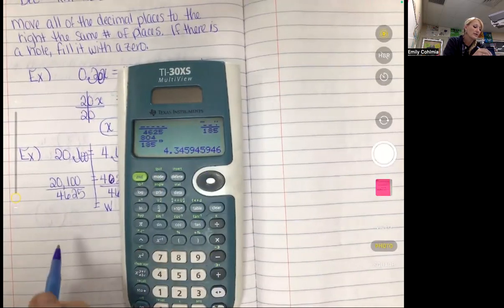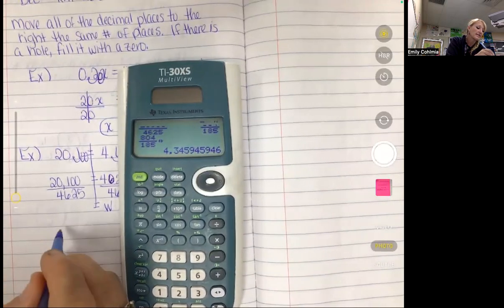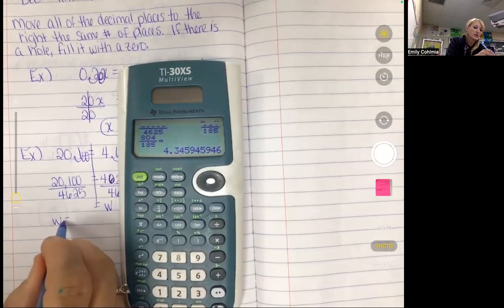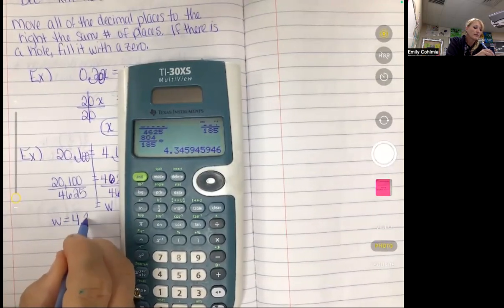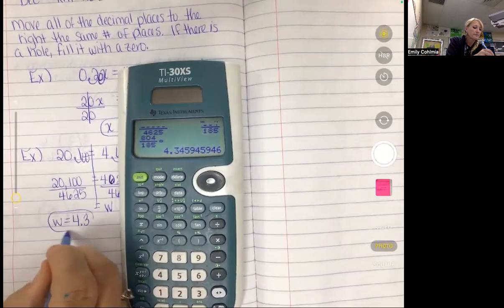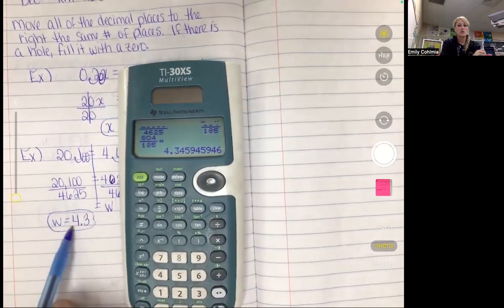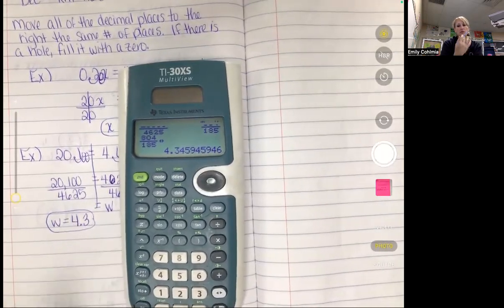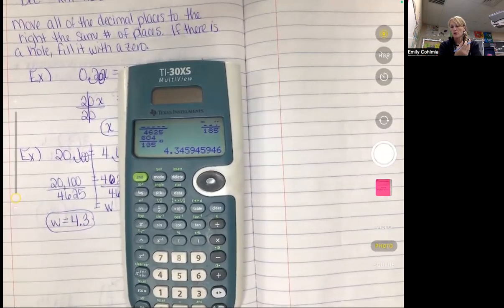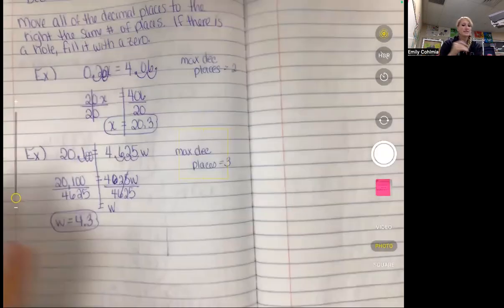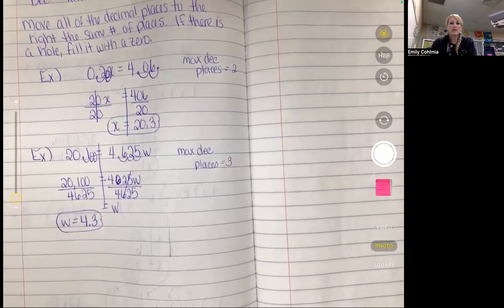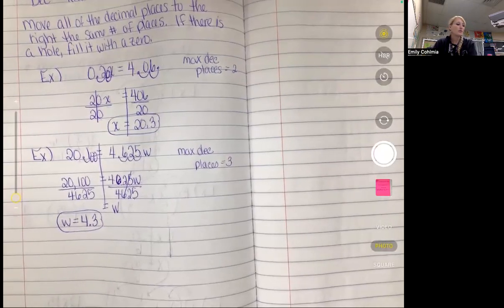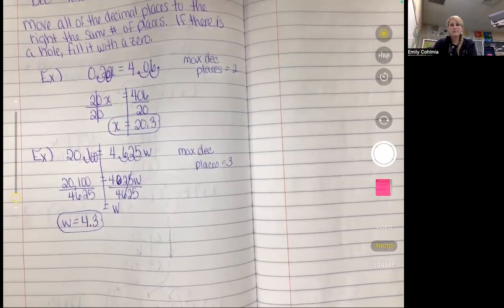So we're just going to pretend that our directions said round to the nearest tenth. So we're going to say that W equals 4.3. In these types of problems, the directions will tell you what to round to. It'll say round to the tenth, round to the hundredth, round to 3 decimal places, whatever. It'll specifically give you directions. So that is killing the fraction and killing the decimal, getting rid of them so that you do not have to deal with them anymore.